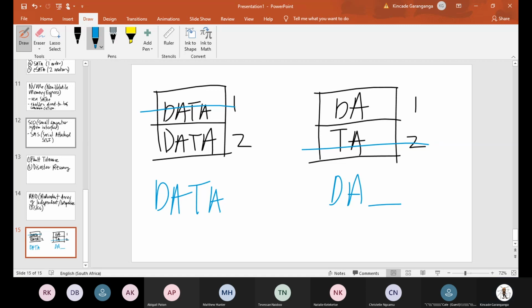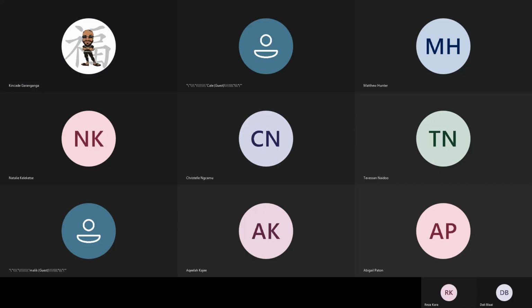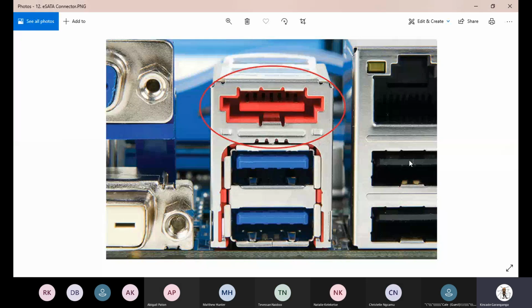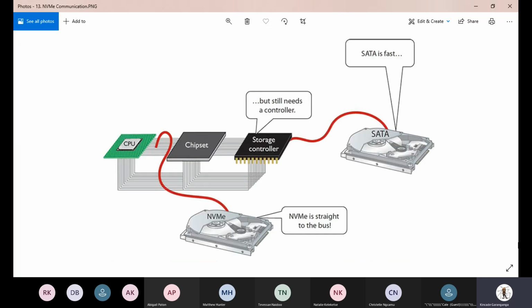So if you want to look at what I was discussing earlier on, let's see if we can quickly switch over. Where were we? 2 seconds, yeah. Okay, so this was the last image that we had initially incorporated there. So that was eSATA.